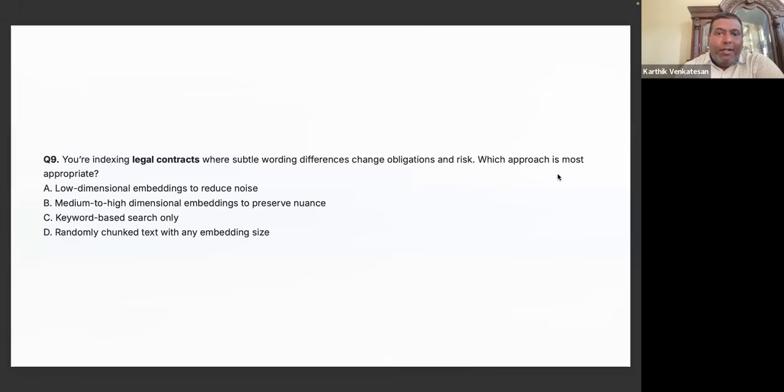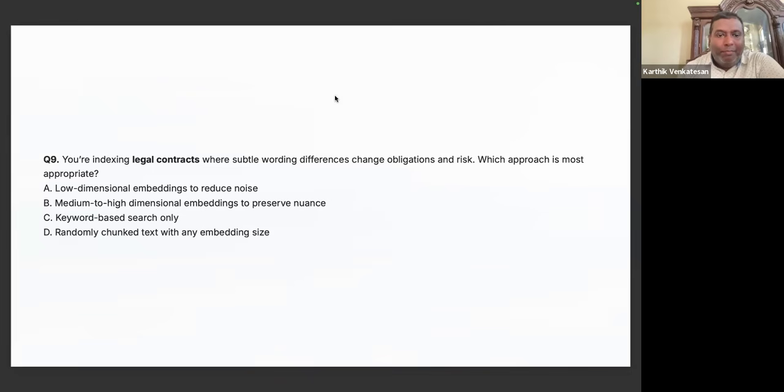You are indexing legal contracts where subtle wording differences change obligations and risk. Which approach is most appropriate? Sorry, I'm having a low fever, so I'm sometimes blabbering, I guess. Yeah. Low dimensional embeddings to reduce noise, medium to high dimensional embeddings to preserve nuance, keyword-based search only, randomly chunked text with any embedding size.